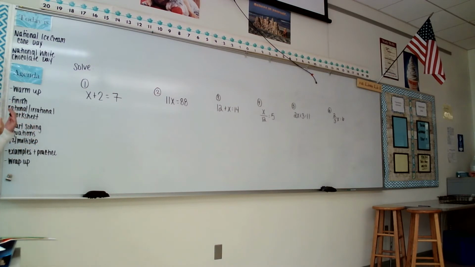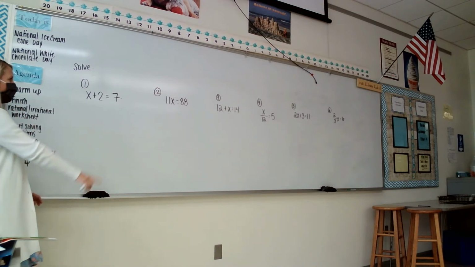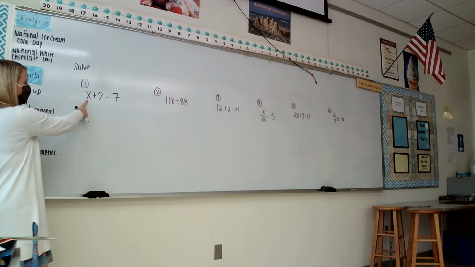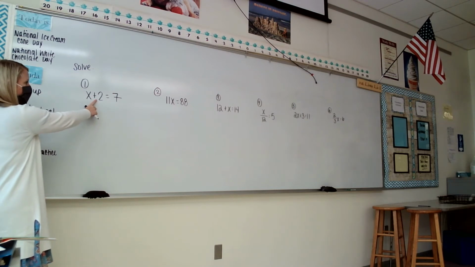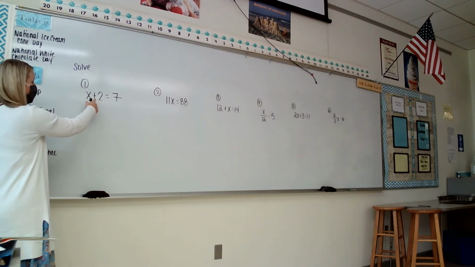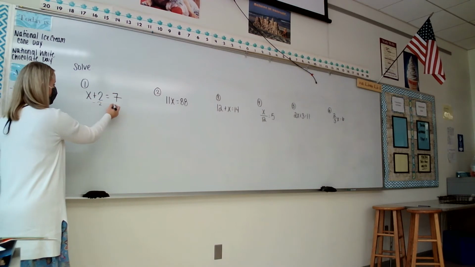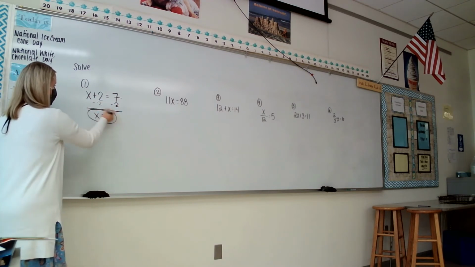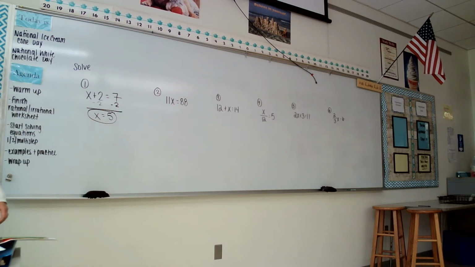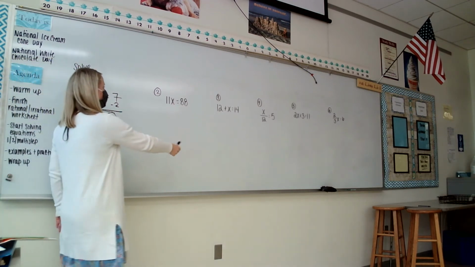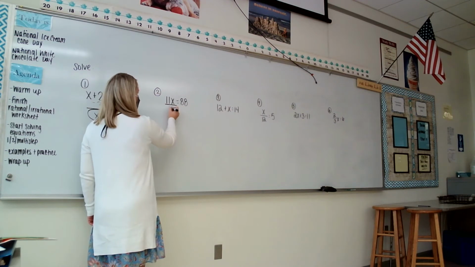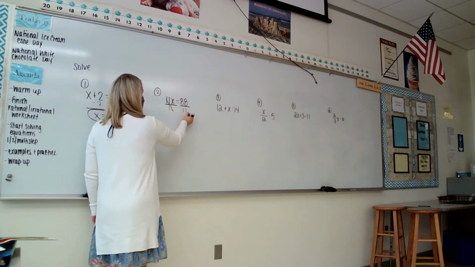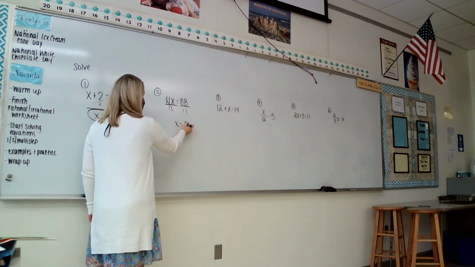So number one, when we solve an equation, we find the variable. Our main goal is to isolate it. We do that using the opposite operation of whatever is attached to it. Since it's plus 2, we'll subtract 2, and your first answer is x equals 5. Any problems? That's not too crazy. Number 2, these are connected with multiplication, so we are going to divide. X equals 8.